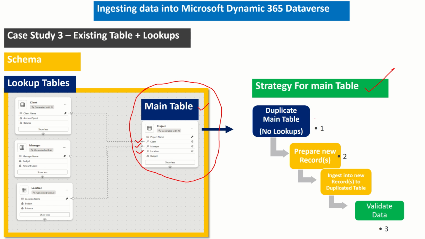As you can see here, that is where our steps come in. Step 1, I'm going to duplicate the main table easily to make it flat with no lookups. Step 2, I'm going to prepare the new record that we're going to ingest into our duplicate table. Remember, the duplicate table is just from the main table, perfectly neatly done. Step 3, I'm going to ingest the new record into the new duplicate table. Then step 4, finally, I am going to validate the data. That is exactly what we're going to do in this strategy for the main table.